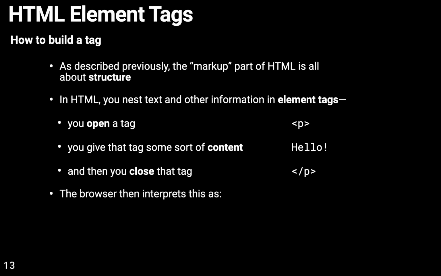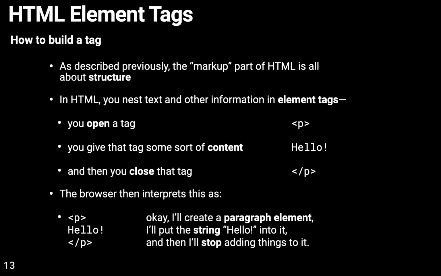The browser then takes this and interprets it line by line: P, okay, I'm going to create a paragraph element. Hello. Okay, I'll put the string hello into that element. And then /p. Okay, I'm going to stop adding things to that paragraph element, and I'll move on and parse something else, right? So when you write p hello /p in this way, you create a paragraph object in the browser. So let's do a little walkthrough of a very simple site. At the top of the HTML file, you would typically have something like this. You're telling it what kind of markup language we're using in HTML here.